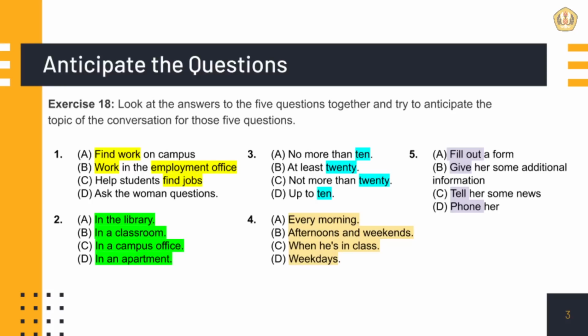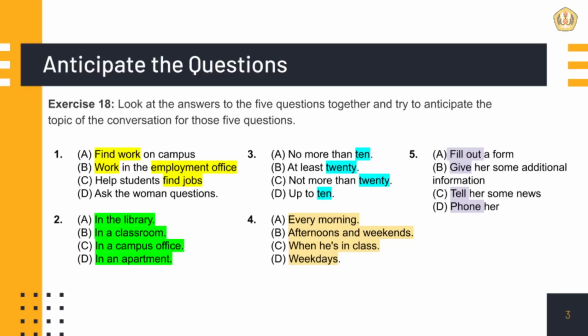Right, so that was the audio recording, and let's hear question number one. Number 1. What does the man want to do?